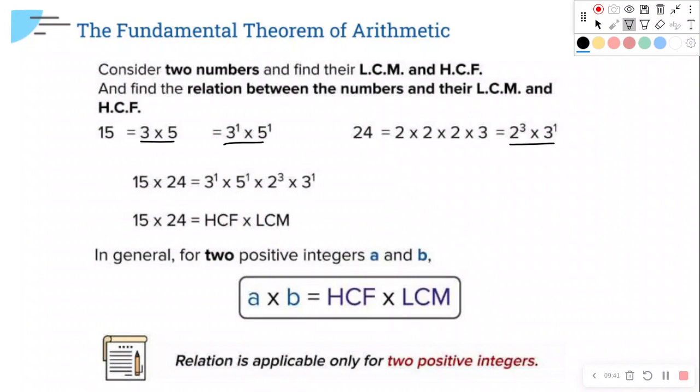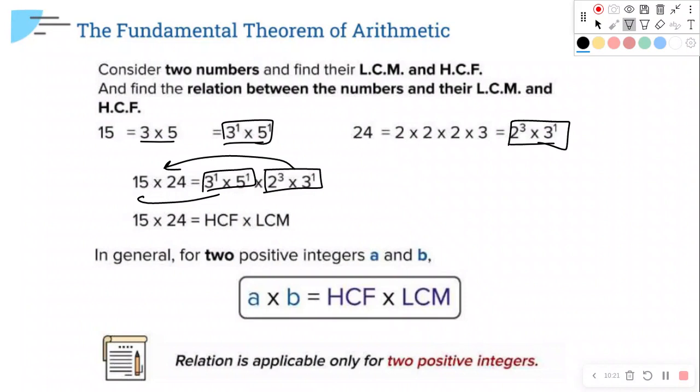We are not finding LCM and HCF here, we are finding the relationship. Let us multiply 15 and 24. 15 is nothing but 3 into 5 and 24 is nothing but 2 cube into 3. Let us multiply. 3 into 5 and 2 cube into 3, what is that? That is nothing but the HCF and LCM, isn't it? HCF is this, LCM is this.